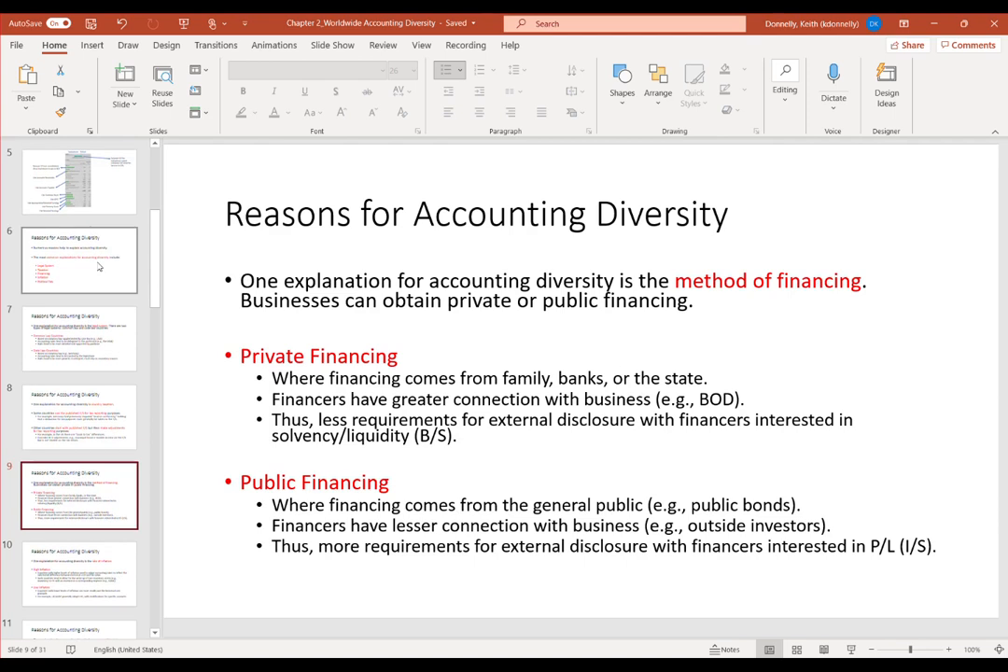Third, another reason here would be financing, right? So we have private versus public financing. So this would help explain how you prepare your financial statements, why there would be differences. If you have private financing, this is where the financing comes from families, banks, or the states. Now, when we say financing, what we mean here is, how did we get the money to run the business? How did we finance this?